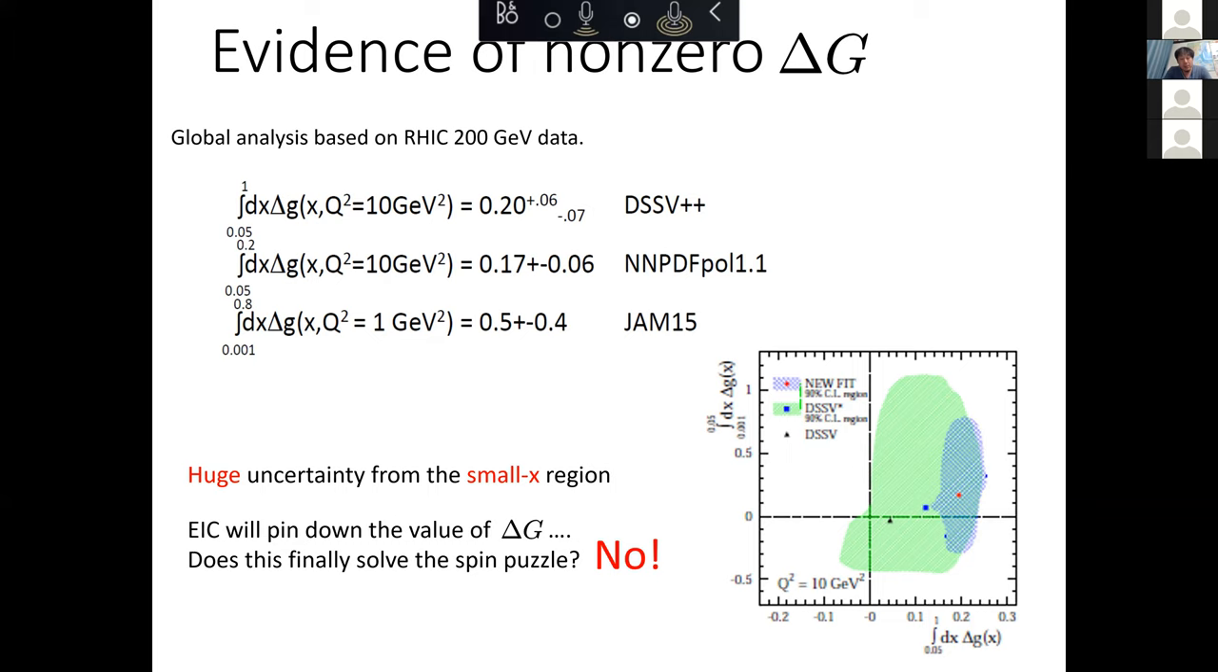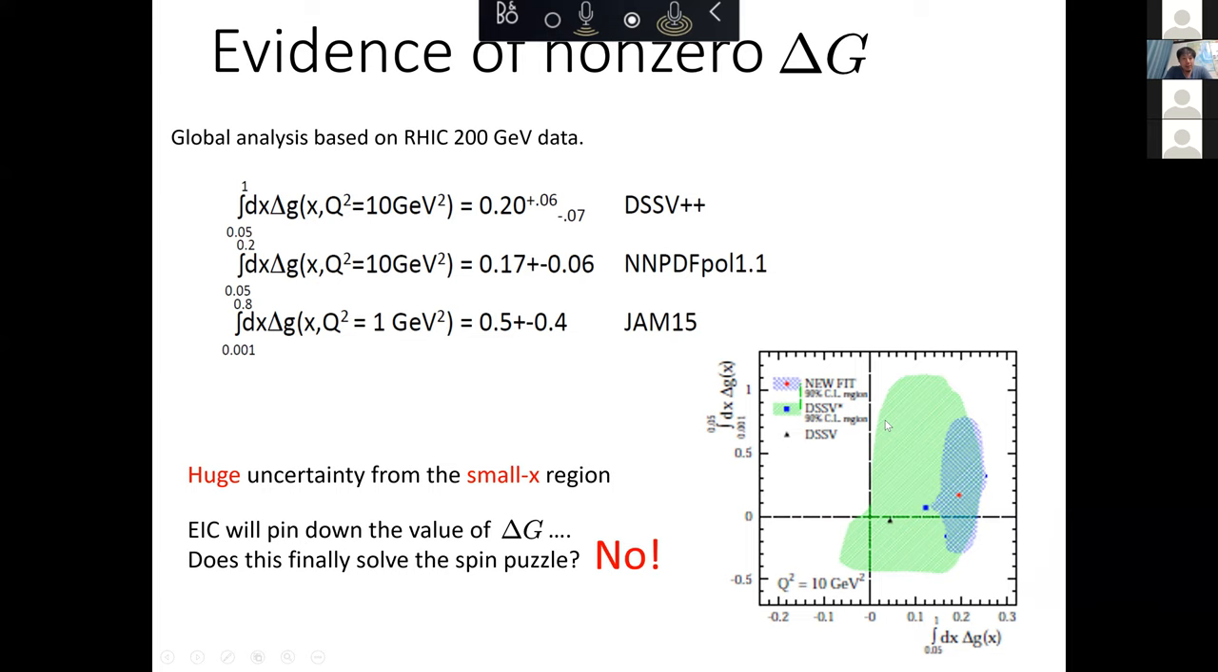And after more than 10 years of measurement, people finally came up with a concrete number about this gluon helicity contribution. There are at least three collaborations, the global analysis collaborations, all reported a non-zero value for this delta G. Of course, you have to integrate from 0 to 1 in x, but there is a lower limit because the energy is limited, and there is a big uncertainty from this unmeasured small x region. This is uncertainty from the large x region in the horizontal direction, and this vertical direction is uncertainty from the small x region.